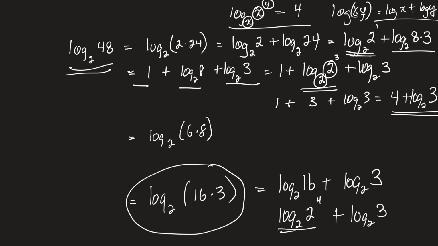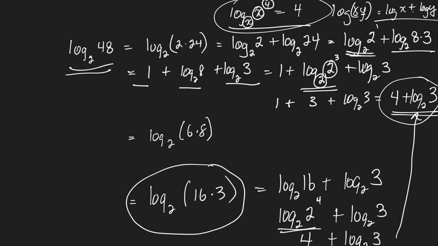And then, according to that rule up top there, if 2 and 2 are the same, the answer to that is just 4. So it's 4 plus log base 2 of 3. And notice that's the same answer I got there. So it doesn't matter how you go, as long as you simplify it completely, you should get the same answer.